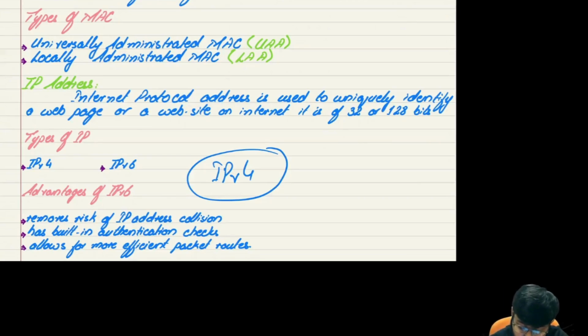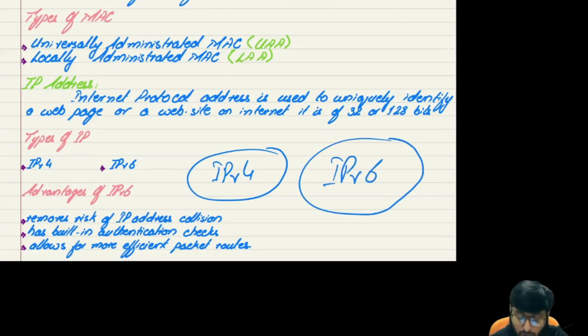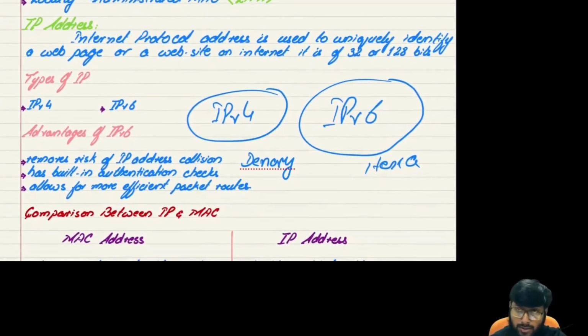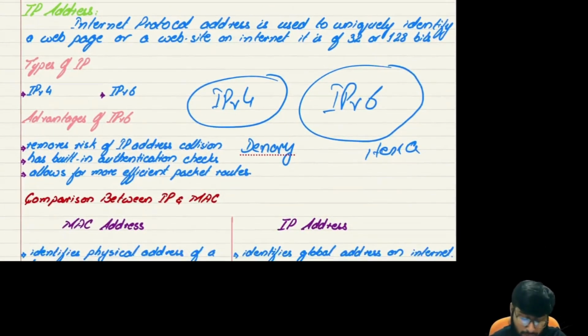So for this we came up with IP version 6, which has a greater range because it has a greater number of bits. IPv4 was written in a ternary format, whereas IPv6 is written in a hexadecimal format. Now, when it comes to IPv6, there are a few advantages.